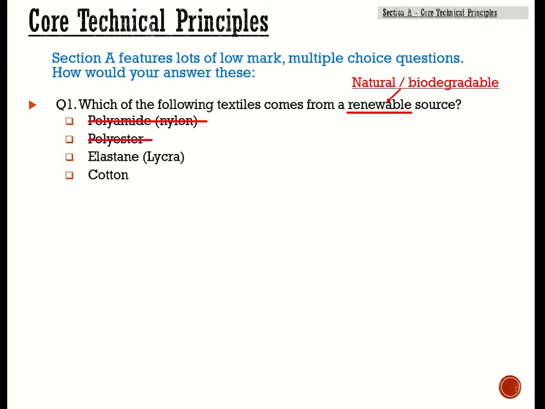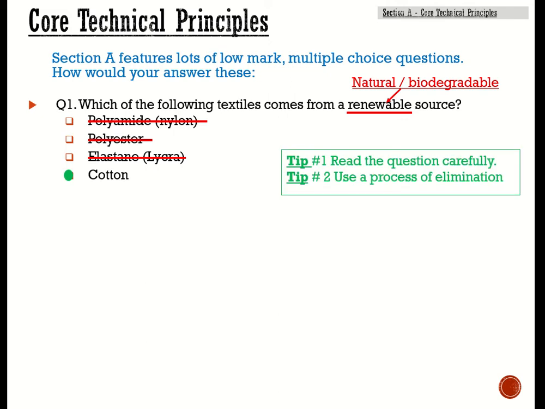And then you've got two options left: elastane or cotton. Think which of those sounds natural. The answer is cotton. And when you're clear on that, make sure that that's clearly marked. Another natural fabric would be wool. So tip number one is read the question carefully and use a process of elimination to go through the answers.